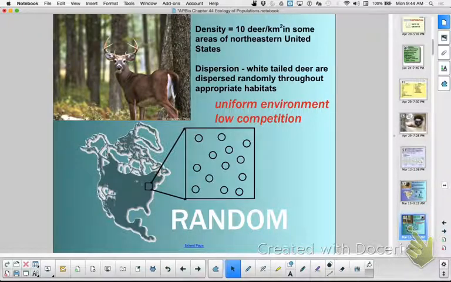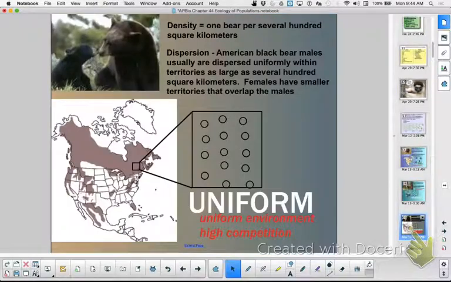And so it doesn't matter if they're here or there. They just kind of move throughout that resource, in that environment. And then uniform, this also is another extreme. You have real high competition in a uniform environment. I don't have a picture of it here, but I wish I did. Maybe you can find it.